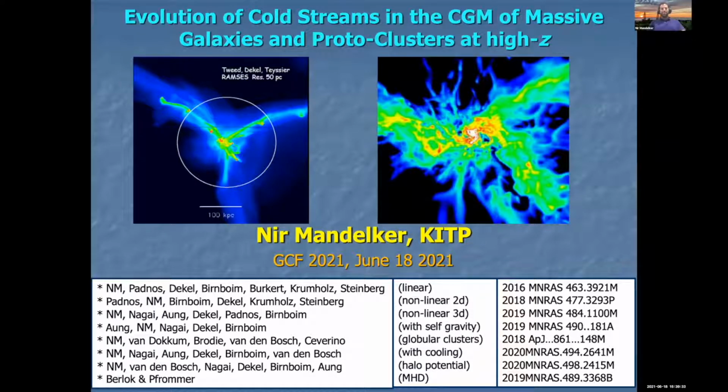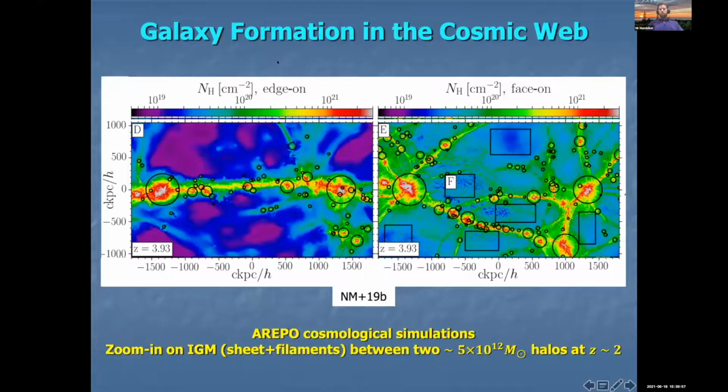So yeah, I want to talk to you today about some work that my collaborators and I have been doing studying the evolution of cold accretion flows that accrete onto massive galaxies and protoclusters at high redshift from the cosmic web. This work is basically a summary of several papers over the last few years that are listed below.